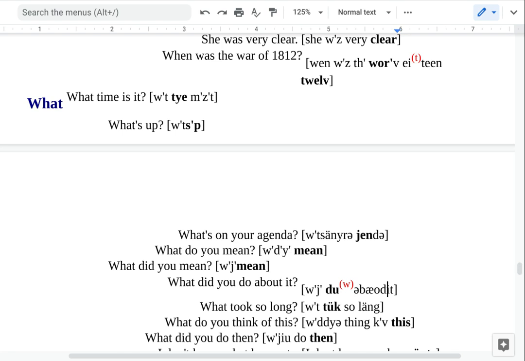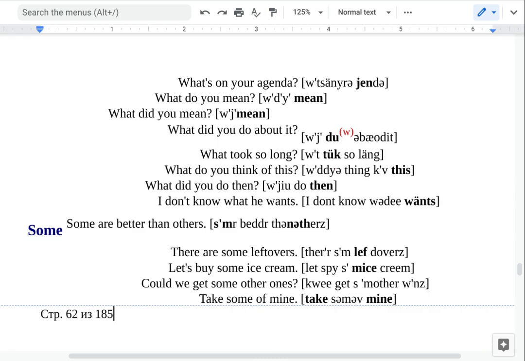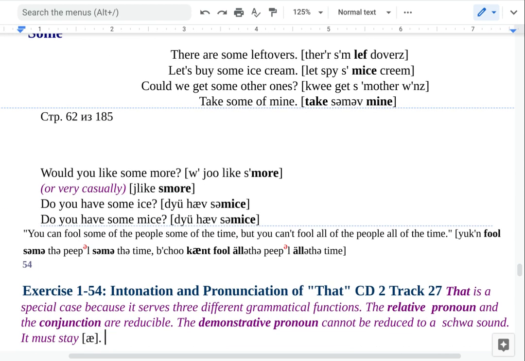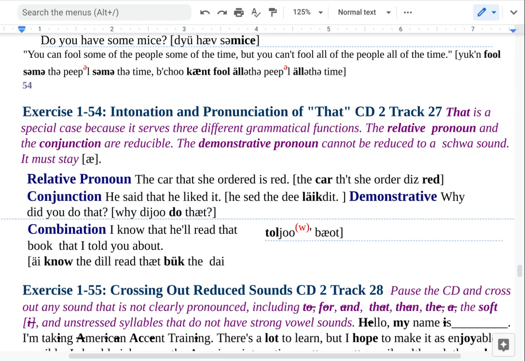Exercise 154. Intonation and pronunciation of that. That is a special case because it serves three different grammatical functions. The relative pronoun and the conjunction are reducible. The demonstrative pronoun cannot be reduced to a schwa. It must stay a.